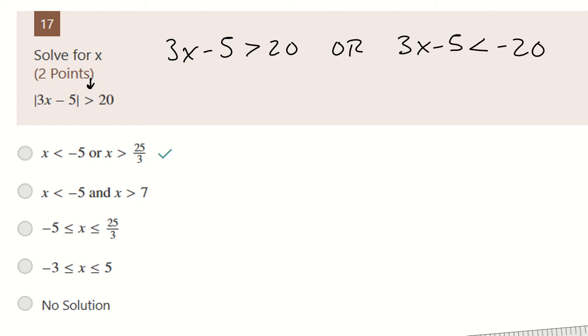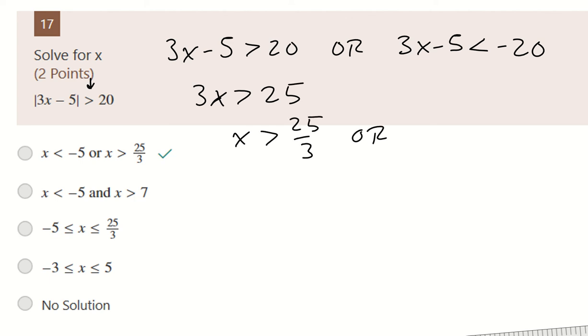And what's nice is we're building it the exact same way, right? Once we understand how to do this, it's not like it keeps changing each time. It's pretty much the same thinking. Add 5 to both sides. 3x has to be more than 25. Divide by 3, x has to be more than 25 thirds.